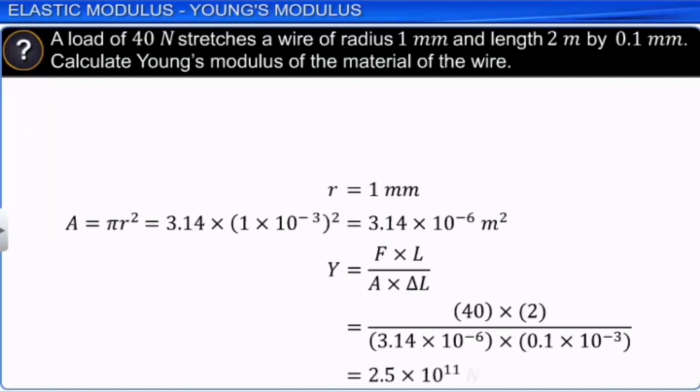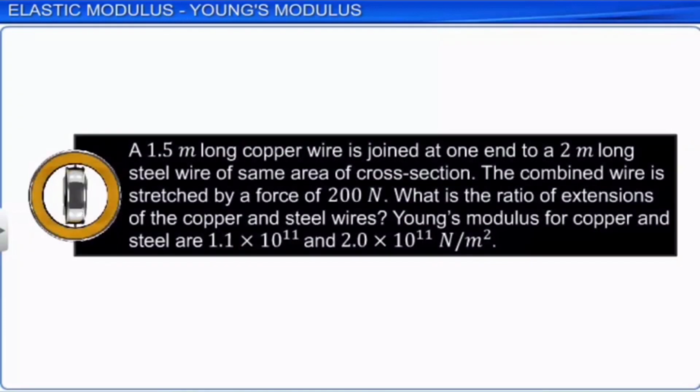A 1.5 meter long copper wire is joined at one end to a 2 meter long steel wire of same area of cross section. The combined wire is stretched by a force of 200 newtons. What is the ratio of extension of the copper and steel wires?